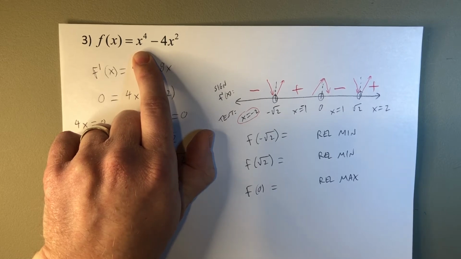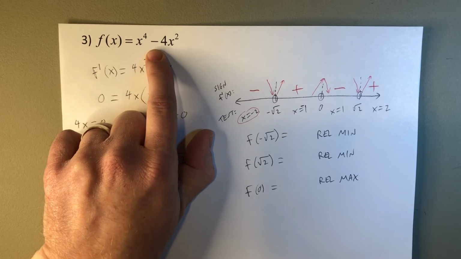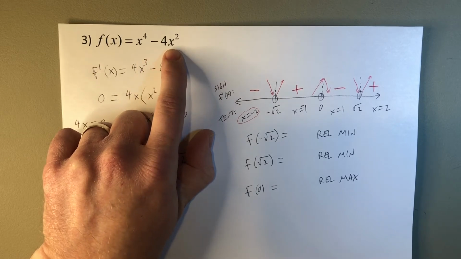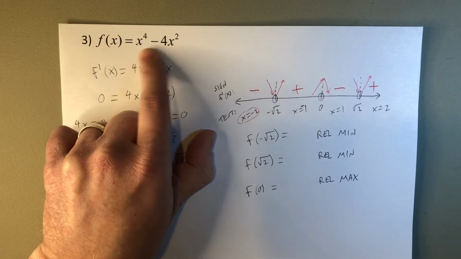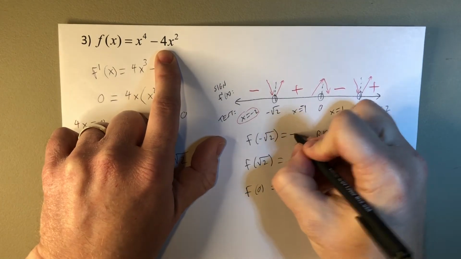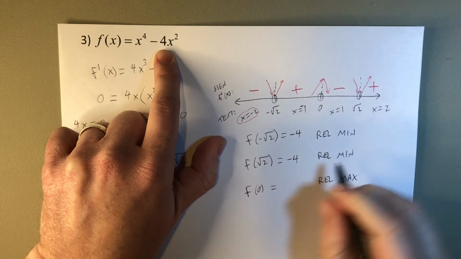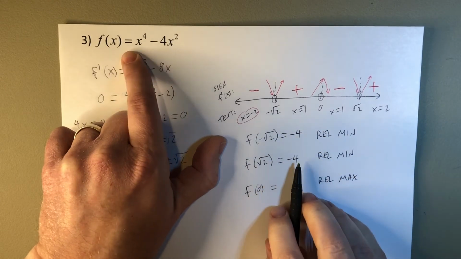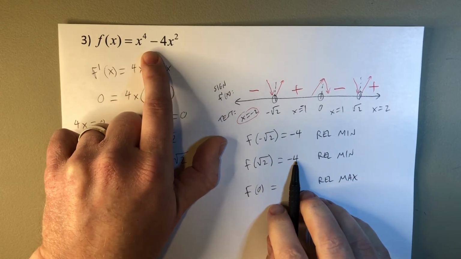That'd be 2 times 2 or 4. And then minus 4 times negative radical 2 squared would be 2. So 4 minus 8 is what I'm getting, which would be a negative 4. And the same thing for this one. Again, these corresponding y values, if you need to use your calculator to determine what they are, that's fine.